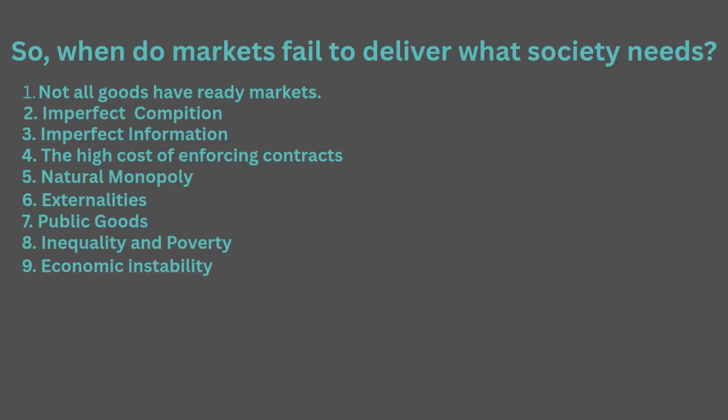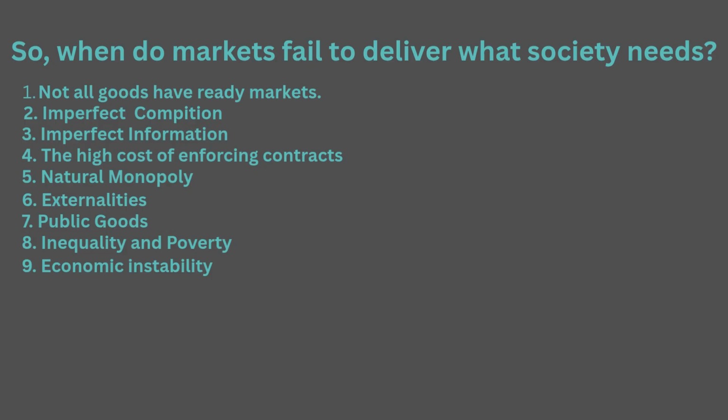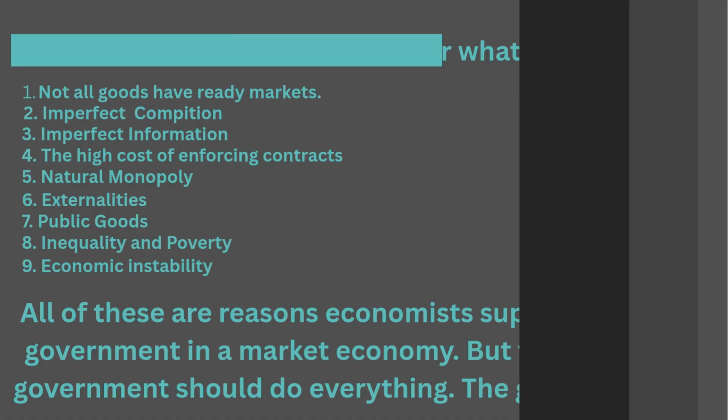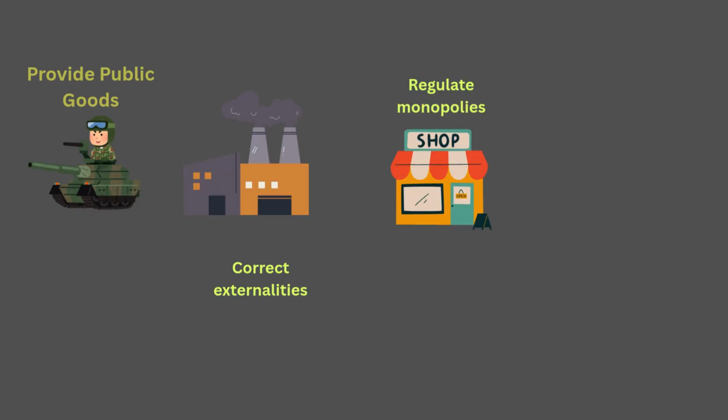Ninth, economic instability. Booms and busts, recessions, and inflation can devastate people's lives. Unemployment rises, savings vanish, and uncertainty spreads. Governments use tools like fiscal and monetary policy to smooth these cycles and stabilize the economy. All of these are reasons economists support a role for government in a market economy. But they don't say government should do everything. The goal is balance. Let markets operate where they work well, and let governments act where markets fail. Governments should provide public goods, correct externalities, regulate monopolies, ensure fair information, stabilize the economy, and redistribute income where needed. This is not about replacing the market, but about helping it function better for everyone.